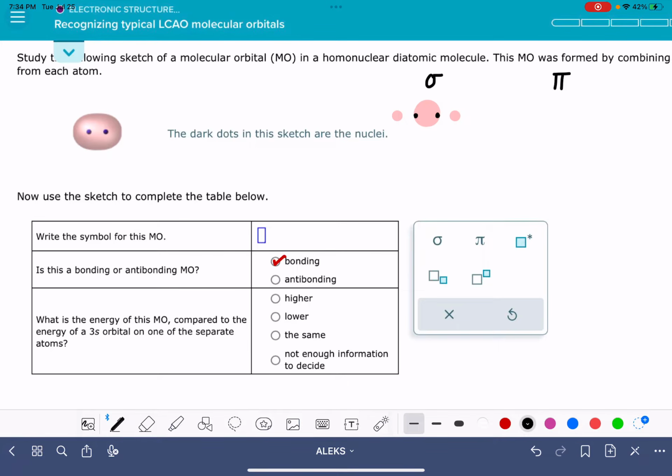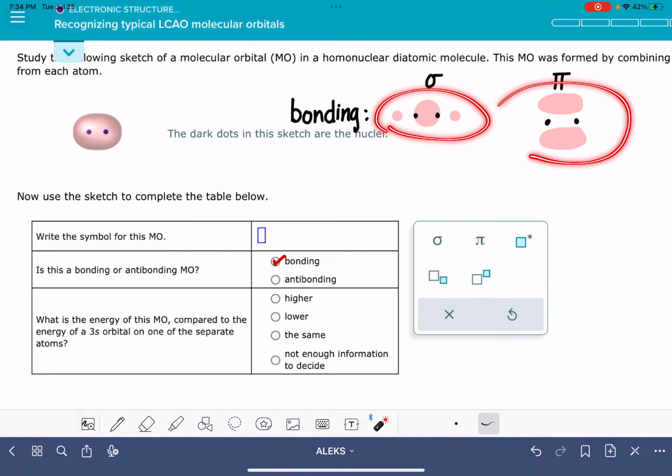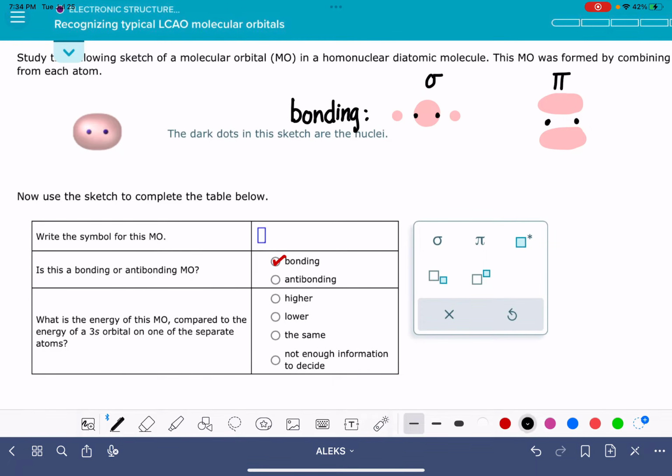Now, if you have a pi bond in a bonding orbital, the way that you're going to recognize it is just by the way that it looks. You're going to have your 2 nuclei. There is not going to be electron density in between those 2 nuclei, but you are going to see electron density above the nuclei and below the nuclei. So these are what your bonding orbitals are going to look like, or something that resembles that. Sigma bond, pi bond.